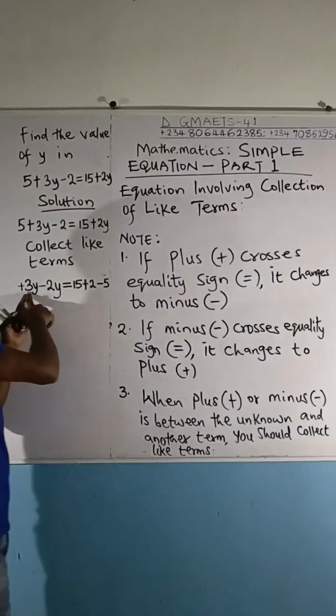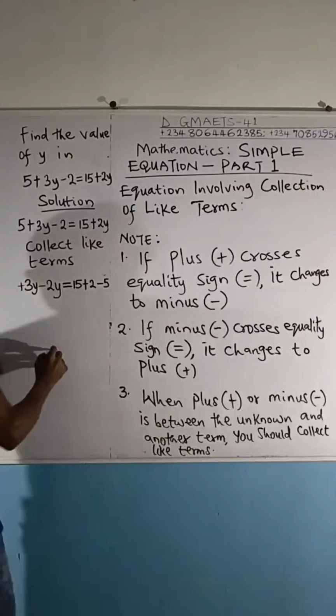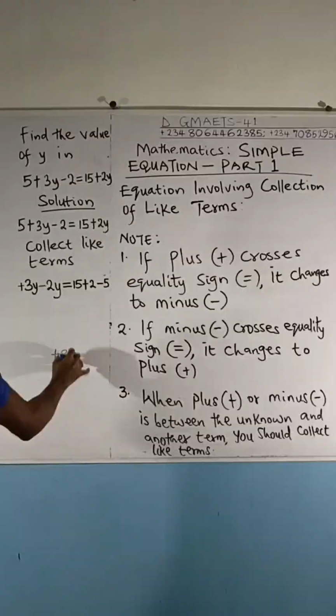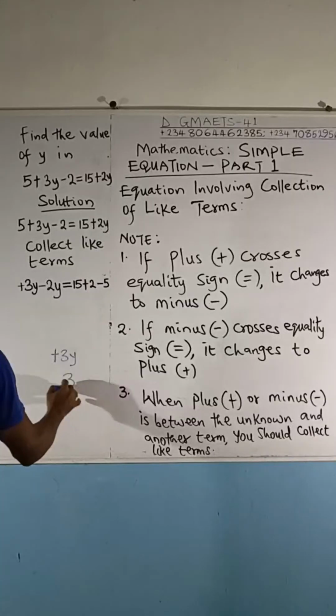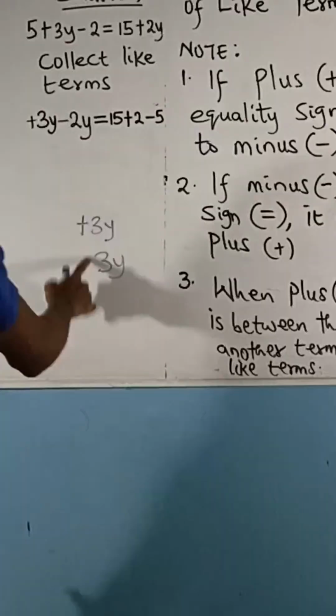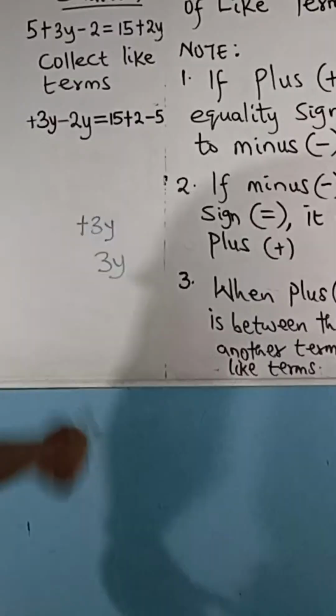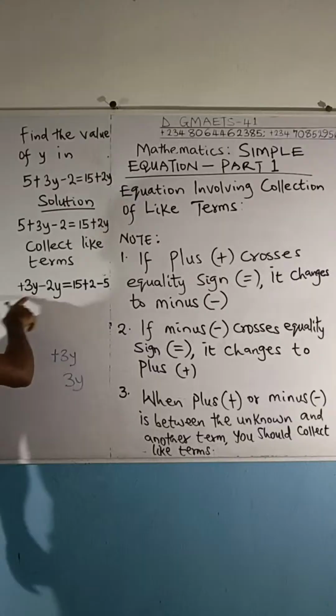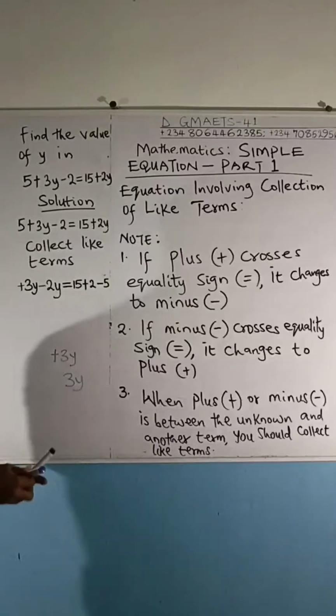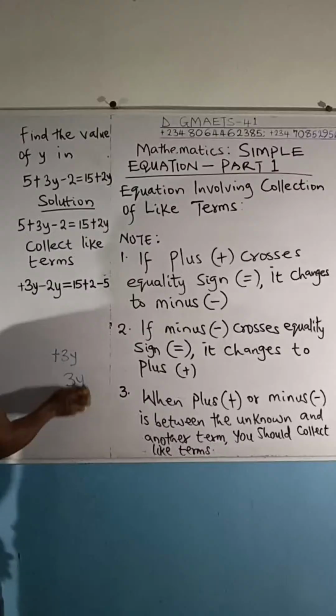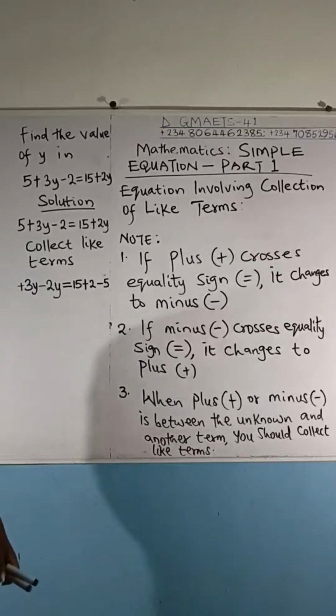Plus 3y is the same as 3y. If I give you plus 3y, it's still the same as writing 3y. You don't need to put that plus. It's not compulsory, since this is the first term that you see in the equation here. So plus 3y is the same as 3y.